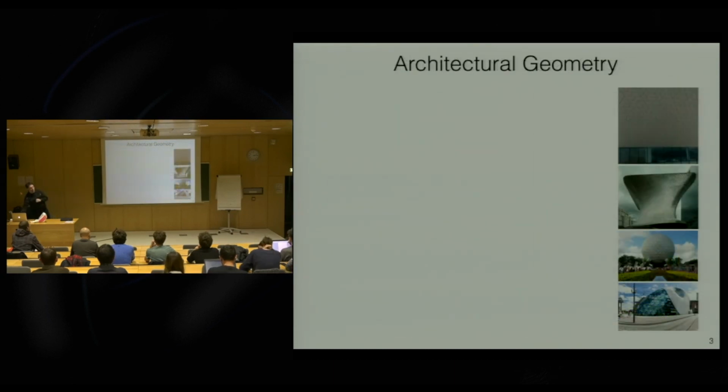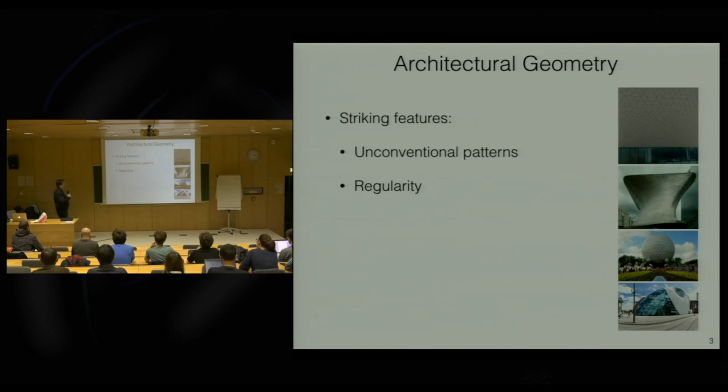So let's see what's common to these examples I specifically chose. What are the striking features? First of all, indeed, unconventional patterns, not just a triangle mesh, a quad mesh, or whatever that will be. And they exhibit a large sense of regularity as part of the aesthetics, which means that while the patterns are unconventional, they are repetitive, symmetric, and so forth. So they're regular in a sense.